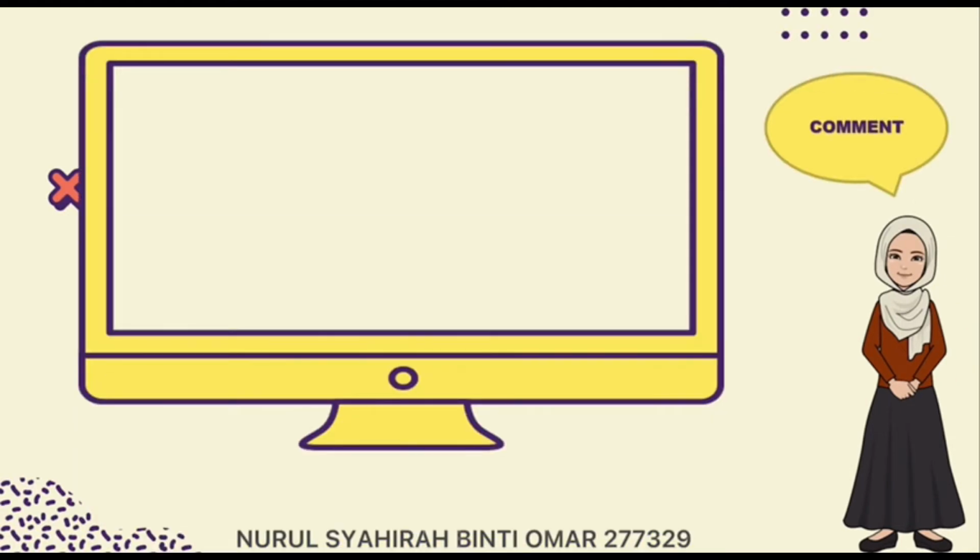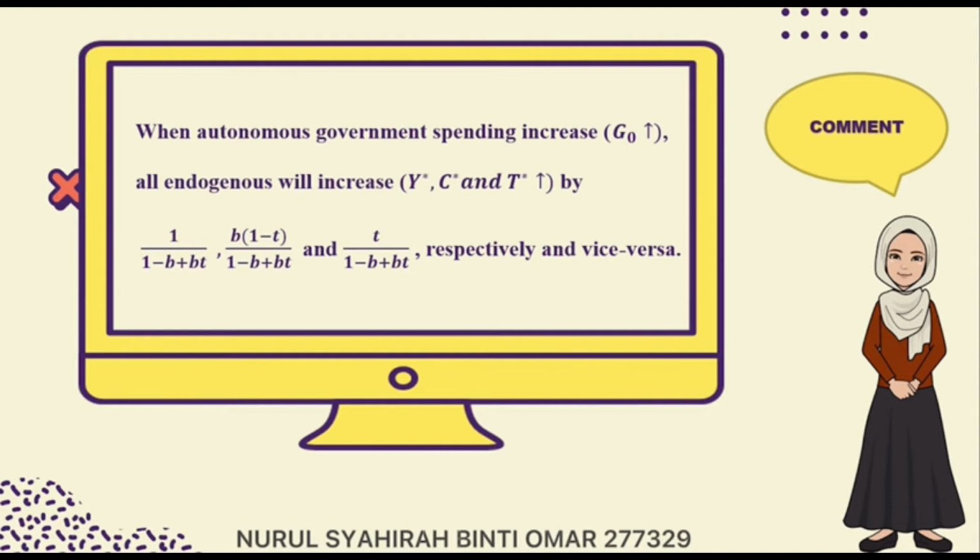And for the comment part, the comment that we can get is when the autonomous government spending increases, which is G null increase, all endogenous variables, which are Y star, C star and T star, will also increase by 1 divided by 1 minus B plus BT, B in bracket of 1 minus T divided by 1 minus B plus BT, and T divided by 1 minus B plus BT respectively, and vice versa.